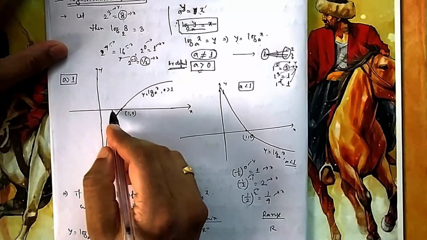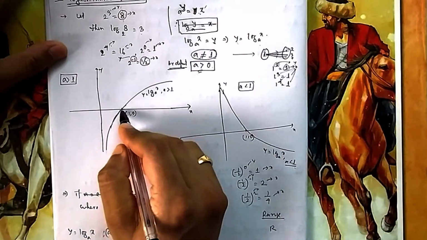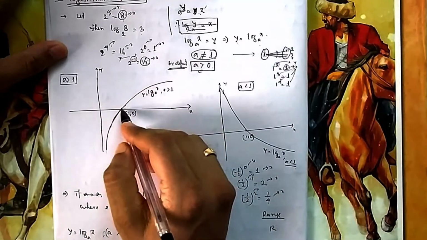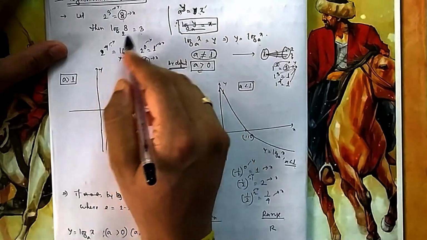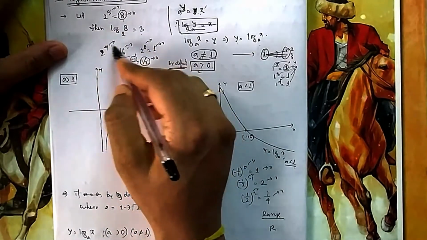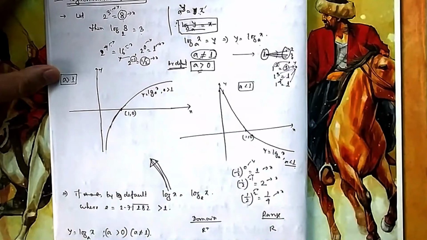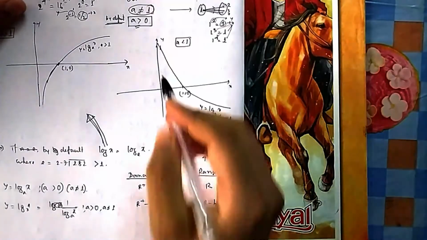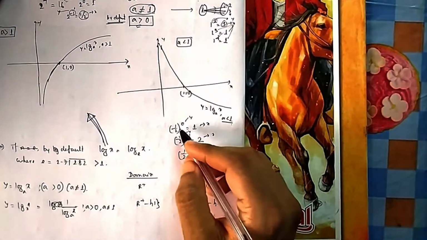If you give x a fraction, then y is negative. If you give 1, then y is 0. If you keep on increasing, then it keeps increasing: at 8 it is 3, at 16 it is 4. So this is the graph for a greater than 1. Now if your a is less than 1, suppose half.